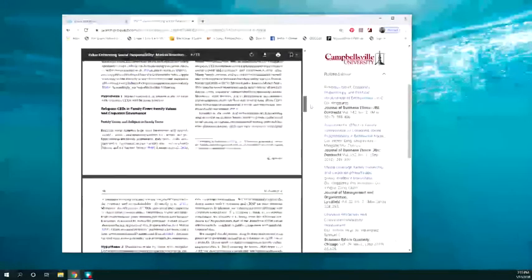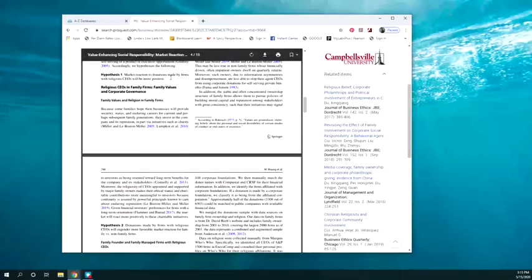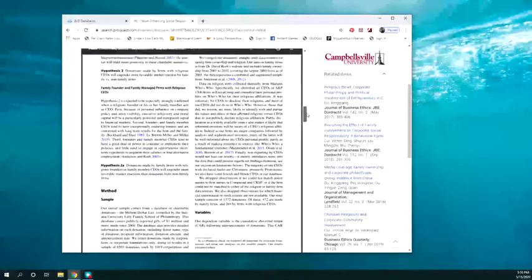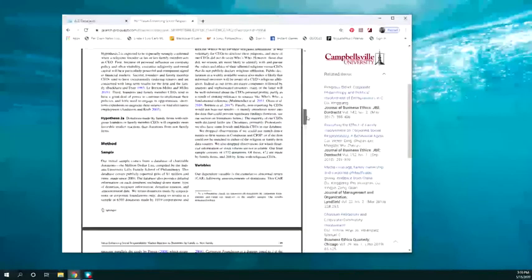So you see hypothesis one, market reaction to donations made by firms with religious CEOs was more positive. Okay. Number two, donations made by firms with religious CEOs will engender more favorable market reaction for family versus non-family firms. The two major things they're trying to look at. Okay. So one, is the CEO religious? And two, is the CEO part of a family firm?